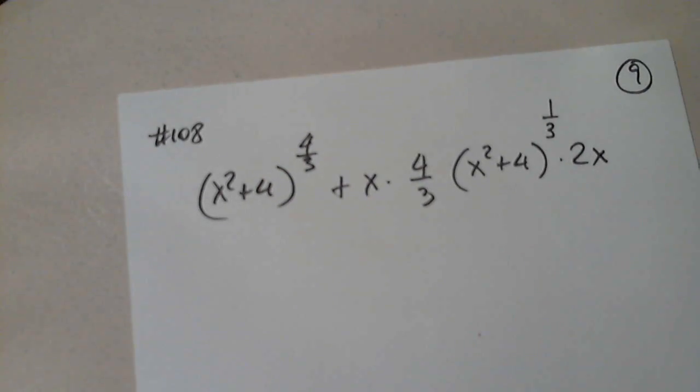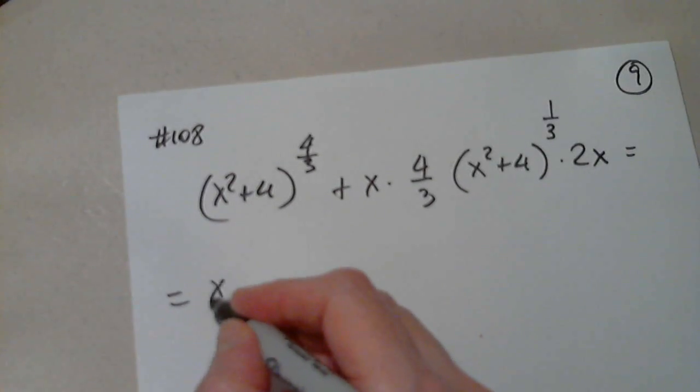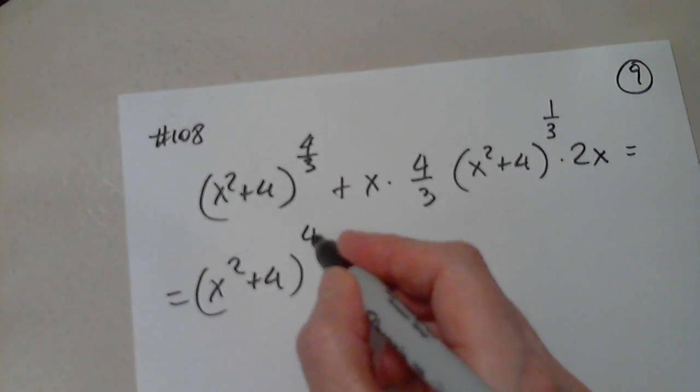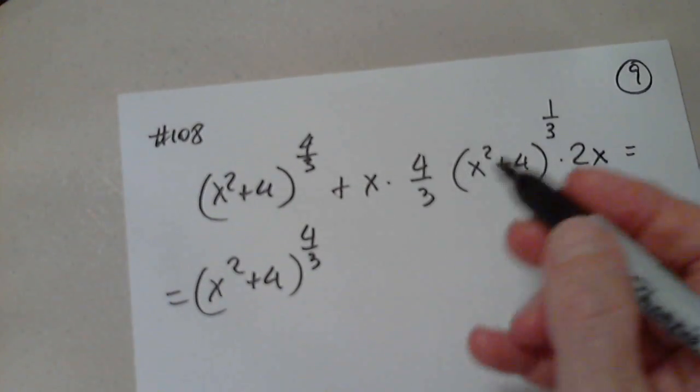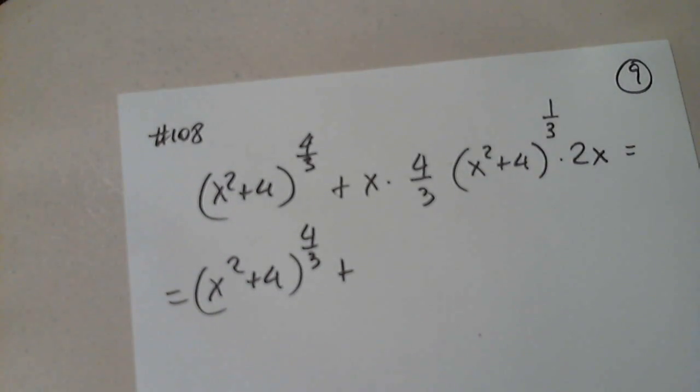Not the first term, but the second term. X squared plus 4 to 4/3. Can anyone deal with this whole thing and tell us what to write? I don't want to have x and then 4/3 and then 2. I want a quantity in front of parentheses. But what do I have in parentheses?